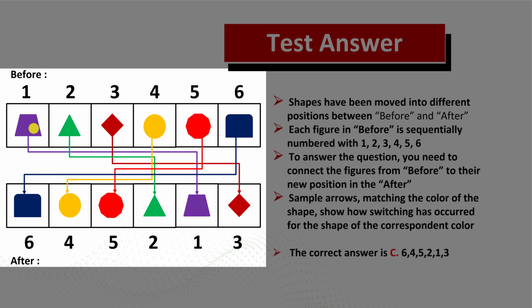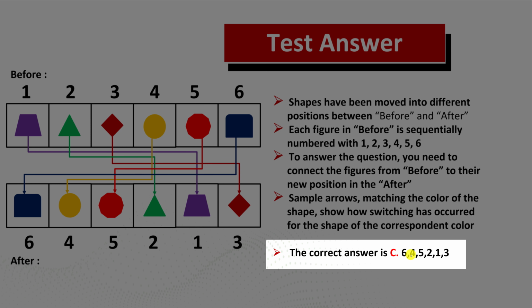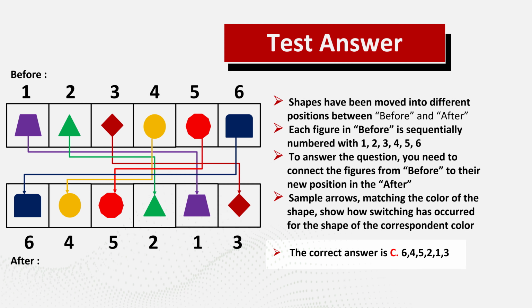So the advice here is to pick some specific objects and try to come up with the best answer based on just moving those, not trying to determine all the objects' new positions, but only doing it for some specific objects until you get to the correct answer. The correct choice here is choice C: 6, 4, 5, 2, 1, 3. Hopefully you've nailed this question and now know how to answer similar questions in the test.